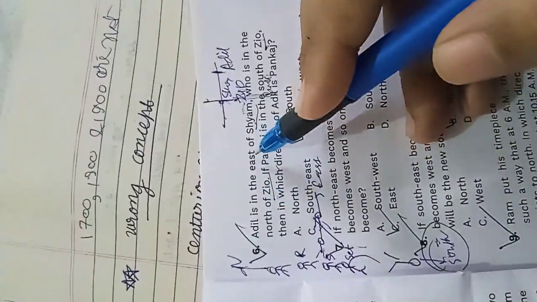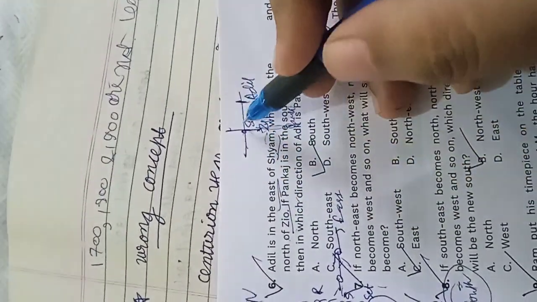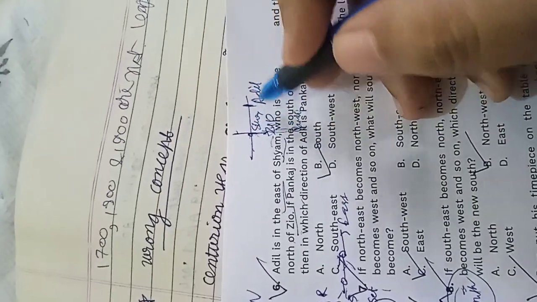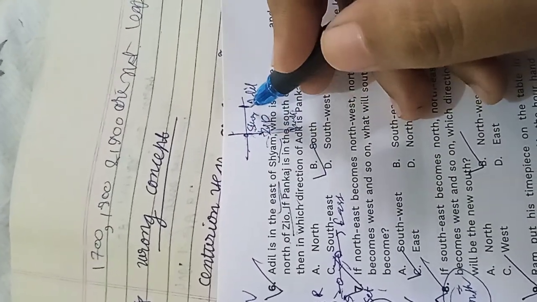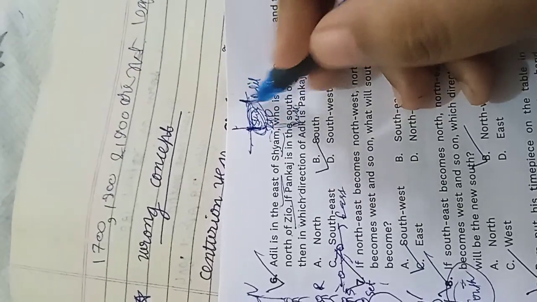So here Adil is in east of Shyam. Suppose you fix Shyam. Adil is in east of Shyam. Shyam के east में, east west does not change. East here direction. Adil is east of Shyam. Shyam के east में, Shyam यहाँ पे है, इसका ईस्ट डायरेक्शन इधर है, तो अदिल इधर है.